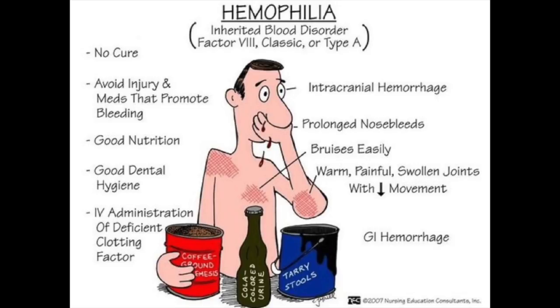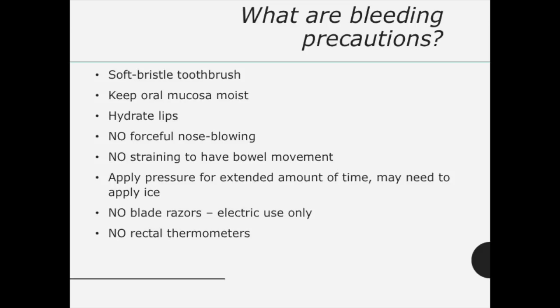And then when you think about interventions, you're going to monitor for bleeding and you're going to maintain bleeding precautions. So again, when we think about our patients with thrombocytopenia, what do bleeding precautions look like? Same with hemophilia. We definitely don't want them brushing their teeth with a hard bristle toothbrush. So we're going to say, hey, make sure you use a soft bristle toothbrush. We want to make sure that they're keeping their oral mucosa moist, that their lips are hydrated so that they're not cracking and bleeding, no forceful nose blowing, and then no straining to have a bowel movement.